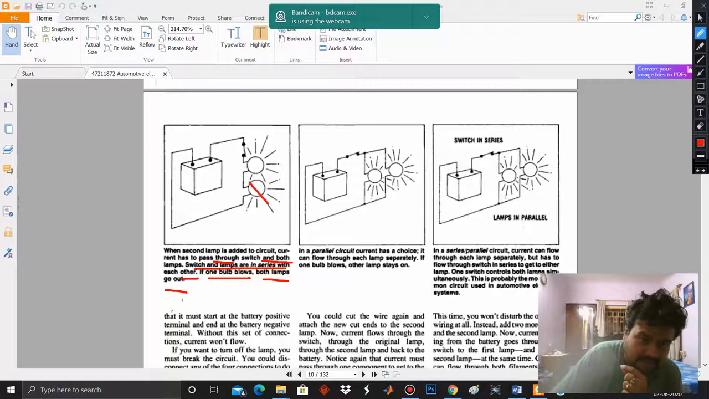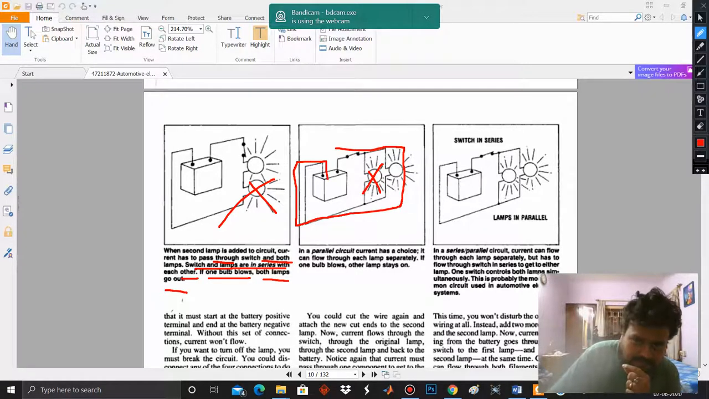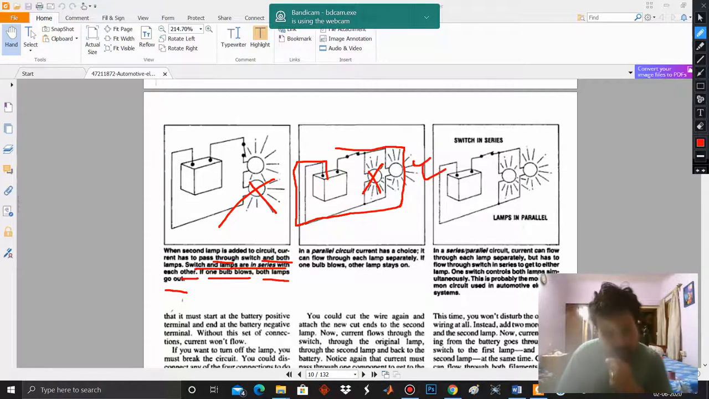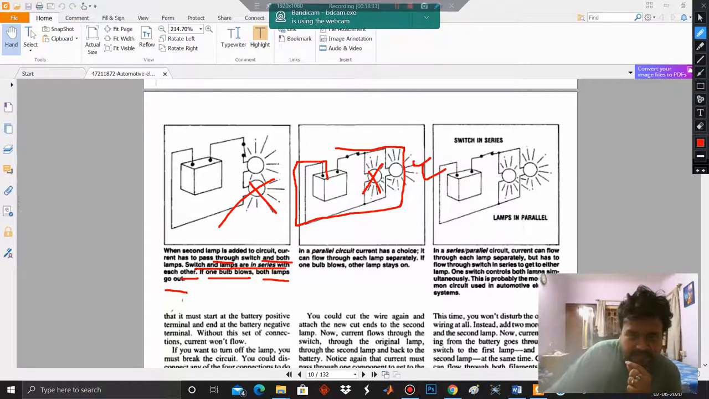So in a series circuit, if one lamp is out, then the circuit will be discontinuous and the other lamp will not glow either. But in a parallel circuit, what will happen? Suppose this lamp is out, but the continuity of the current is made through the other path. So this lamp will still glow. So the reliability of a parallel circuit is always more than a series circuit. These are some basic things we are discussing in our course.